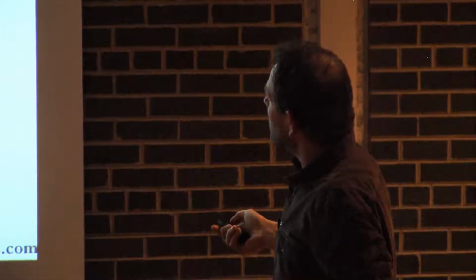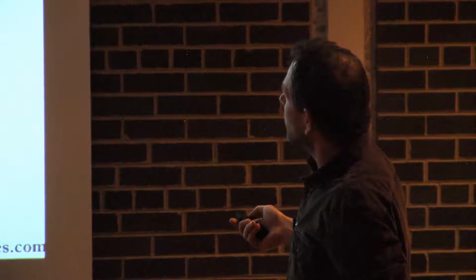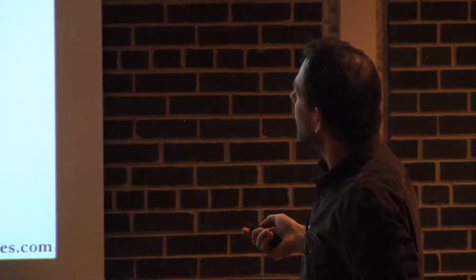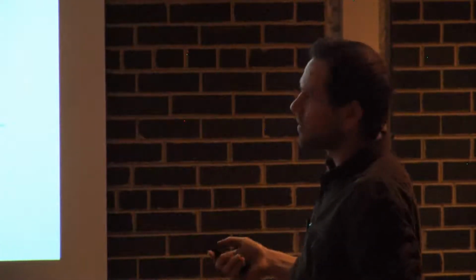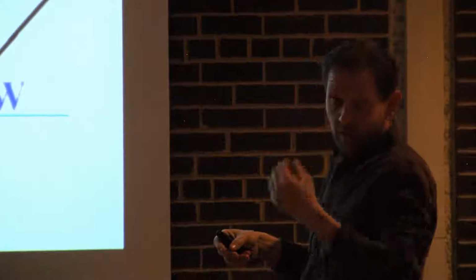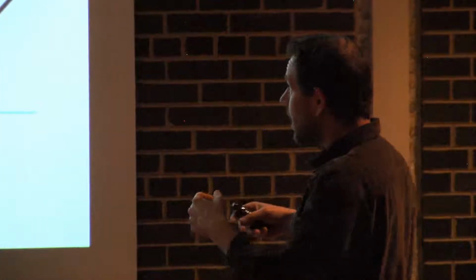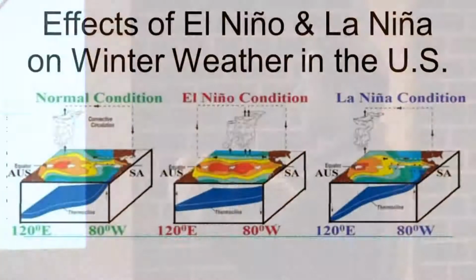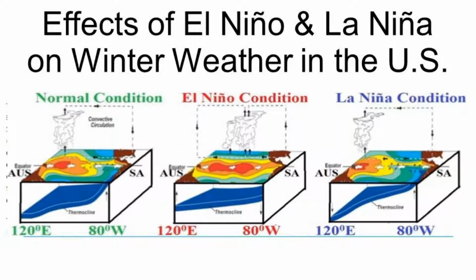Now there are some other things that affect tornado frequency as well. A lecture I gave here a couple of years ago was on the effects of El Nino and La Nina on our winter weather here in the U.S., especially down in the southeastern part of the United States. The effects of El Nino and La Nina on severe weather can be profound.